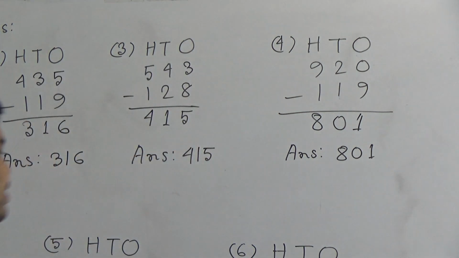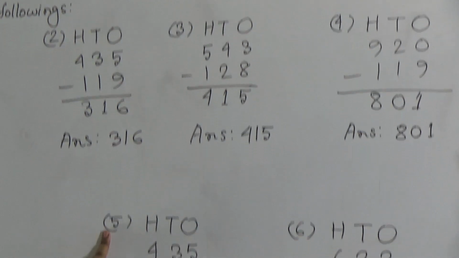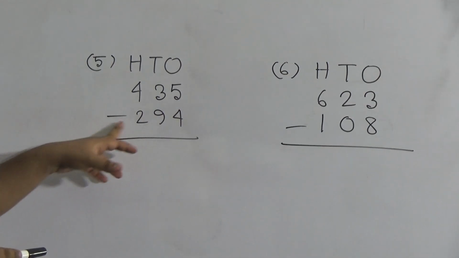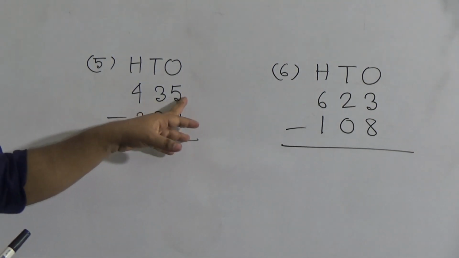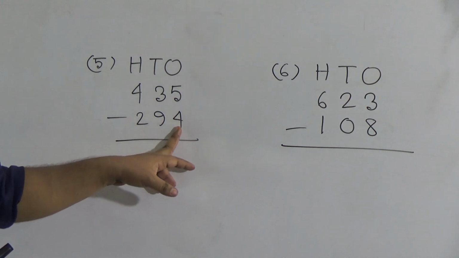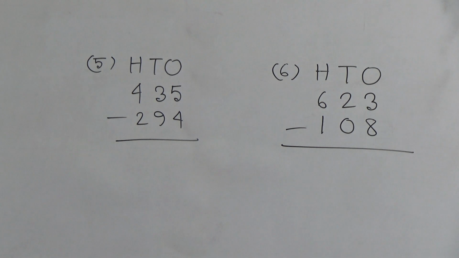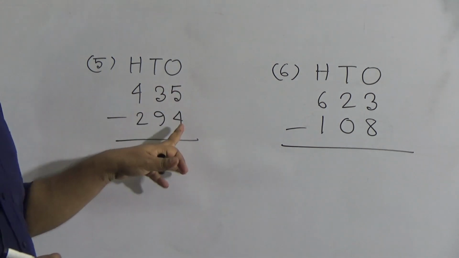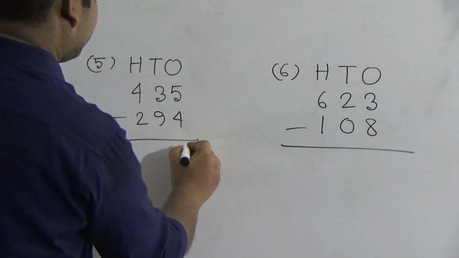Okay, my dear student, our question number 4 is done. Next we shall solve question number 5. Question number 5 is 435 minus 294. Now we subtract. My dear student, 5 minus 4 first. Notice, if we subtract 4 from 5, then we get 1, because 5 is bigger than 4. So this time we can easily subtract 4 from 5 and we get 1.